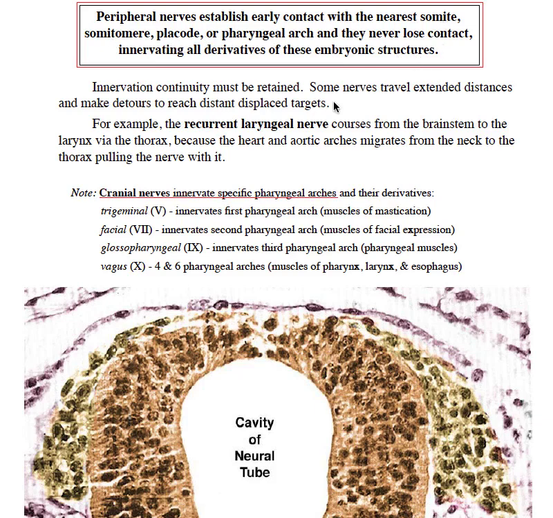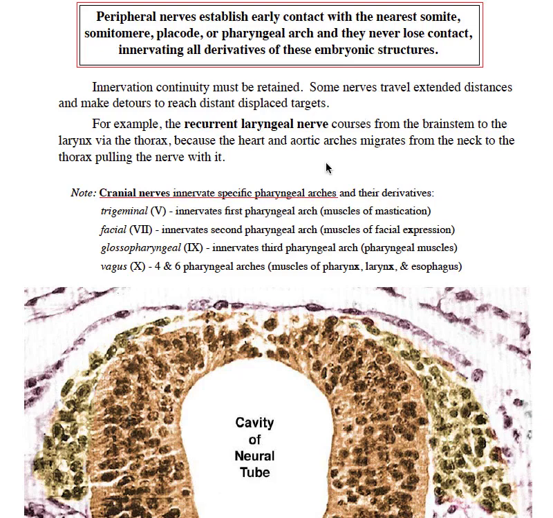Once established, that innervation contact must be retained, even if the neuron has to travel extended distances and make detours to reach a distant target. It has to maintain that contact, otherwise it would lose its source of neurotrophic molecules and degenerate.